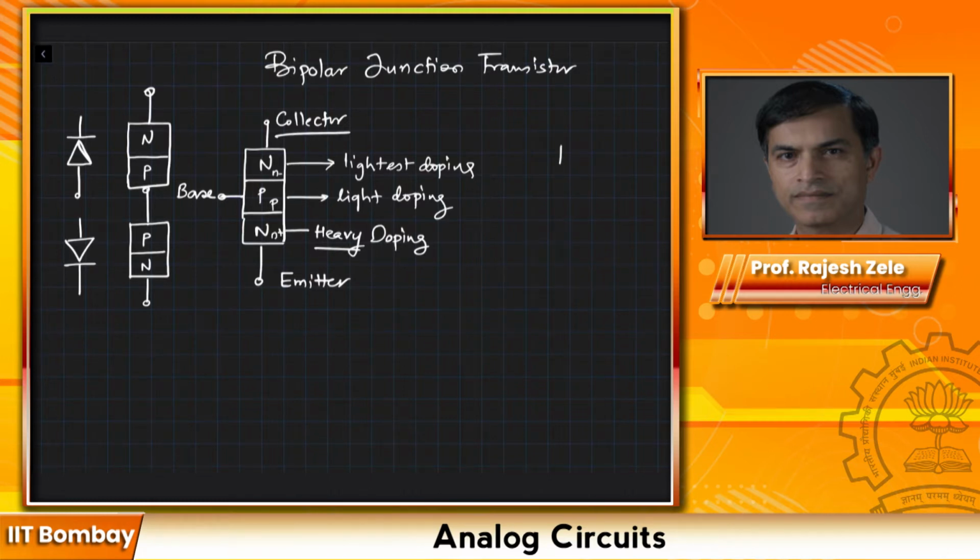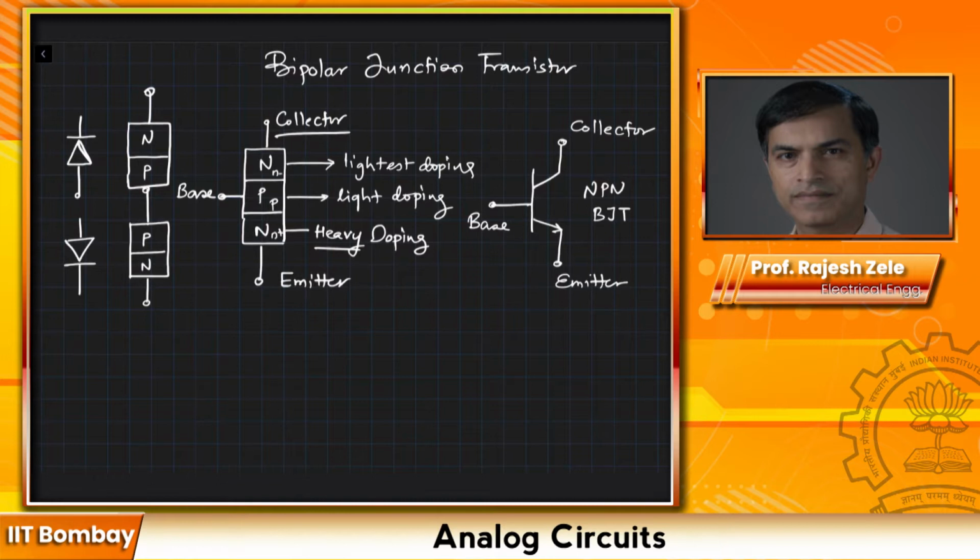And the symbol for the bipolar junction transistor is drawn like this, and I'm going to go through this in detail. This is your collector, emitter, and base. This is your NPN BJT, or bipolar junction transistor.